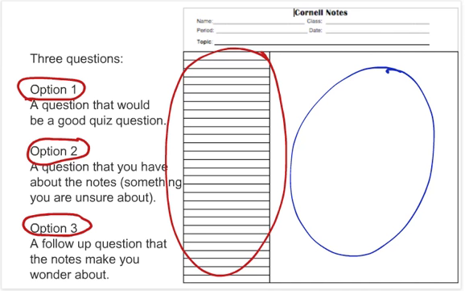I will be looking at your questions later when you turn in your notes. So take a few minutes right now, maybe pause the recording, and write your 3 questions. You can also do this all the way at the end once we finish with both diagrams. But the 3 questions that you write here on this side should be about the plant cell only.